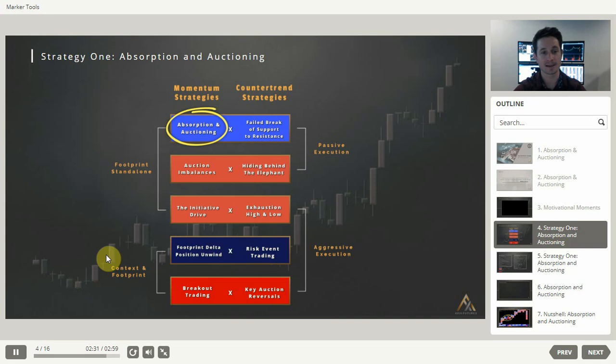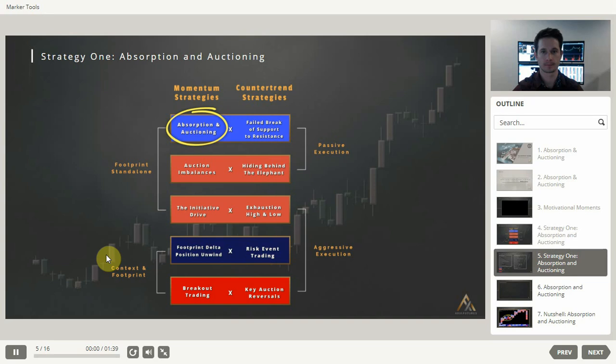Now, this is a momentum-based strategy. It is standalone, so you don't require any other trading tool to recognize this trade strategy. And obviously, in terms of execution, it's a passive execution. You're going to wait for the market to come back and allow you a relatively straightforward entry point. All right, let's now move on. In the next couple of slides, we're going to start off and focus on the principles underlying the strategy of absorption and auctioning.